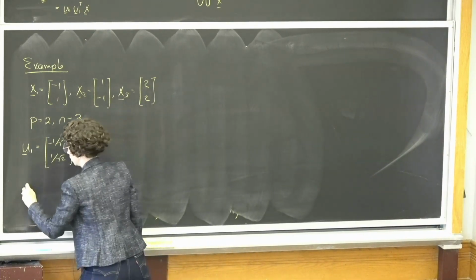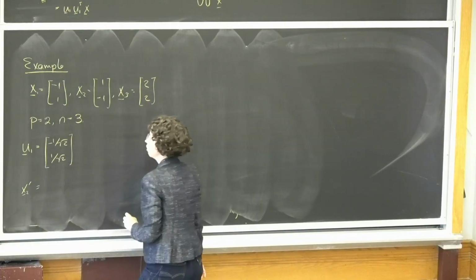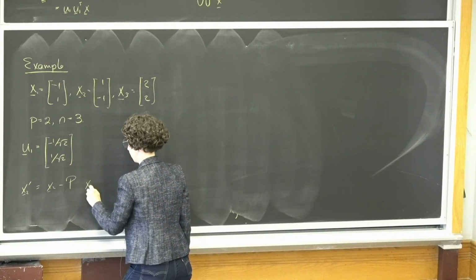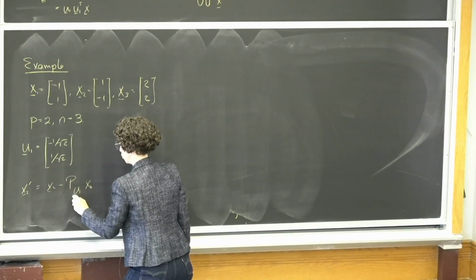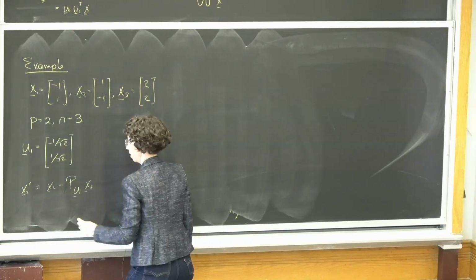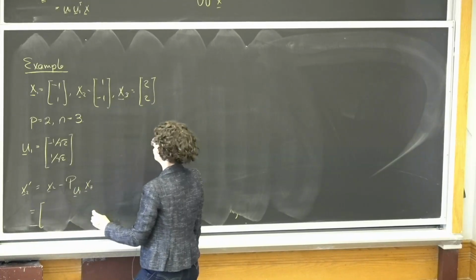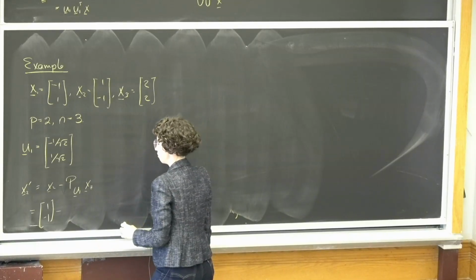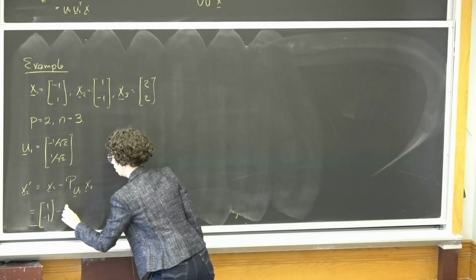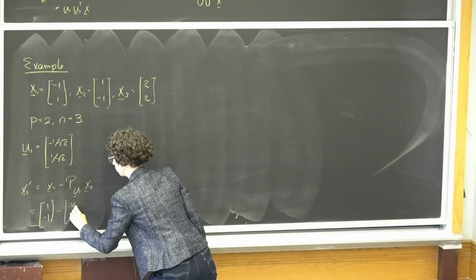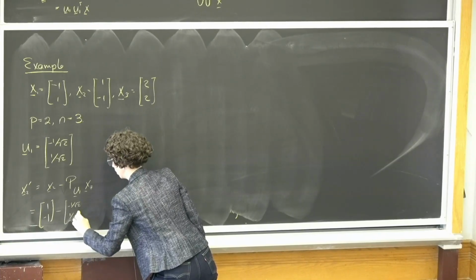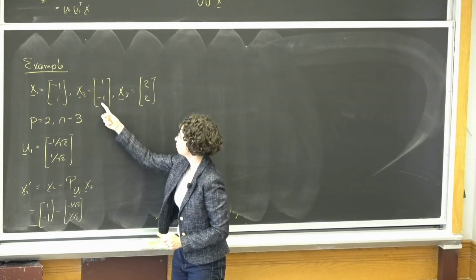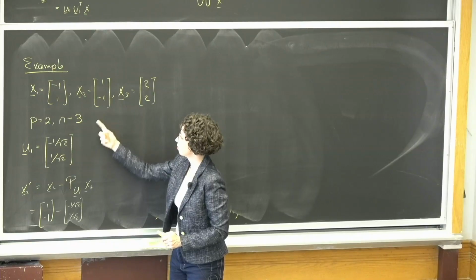Next, we want to compute x2 prime, which we compute by taking x2 and subtracting the projection of x2 onto u1. And so this is going to be equal to 1, negative 1 minus, and now we're going to have u1, negative 1 over root 2, 1 over root 2, times the inner product of u1 and x2. So what is that inner product?